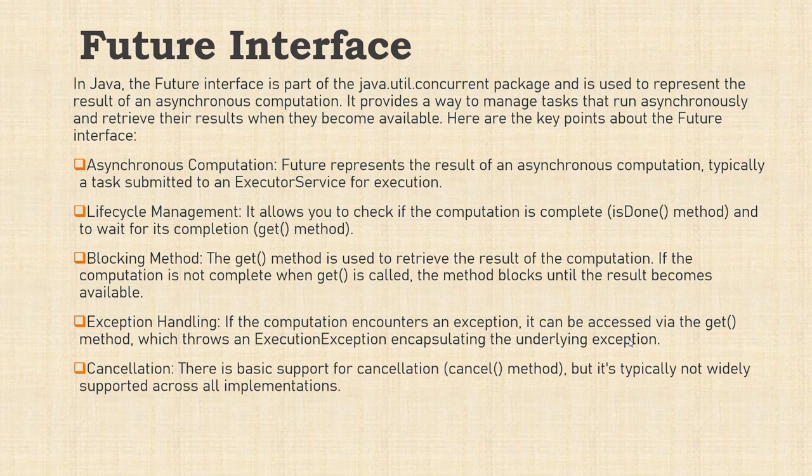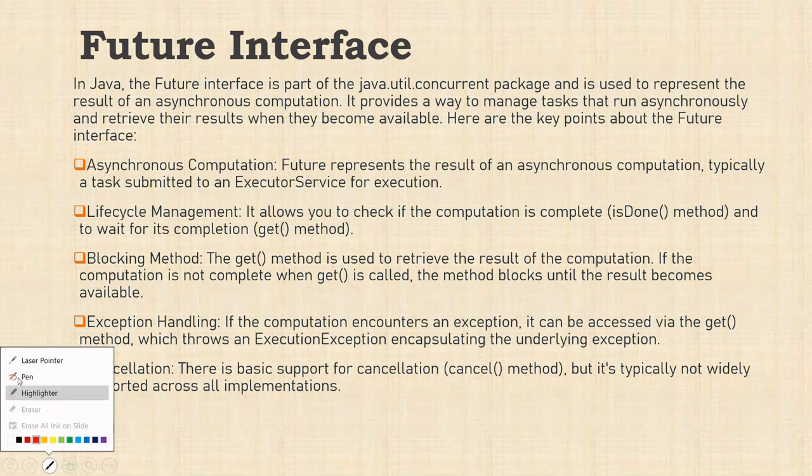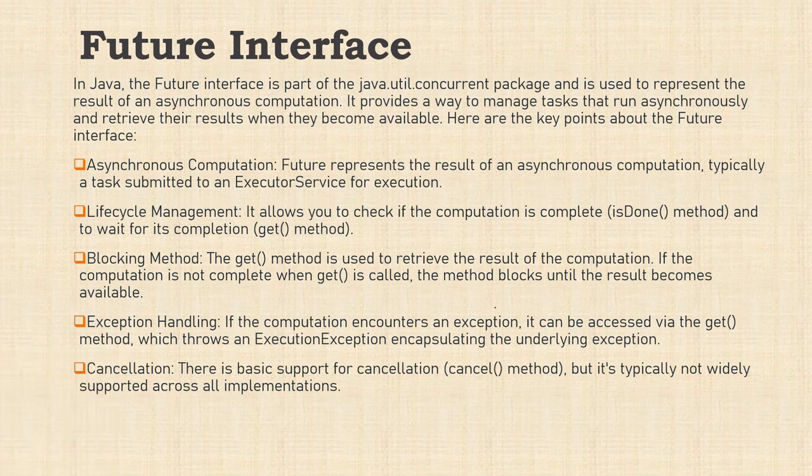Cancellation: there is basic support for cancellation. The cancel method is there, but it's typically not widely supported across all implementations. So there are three methods inside: one is isDone, second is get, and third is cancel. We use the cancel method to cancel your current task. So let's start.